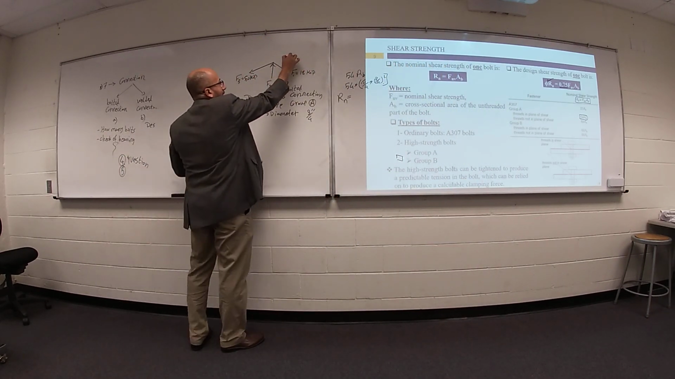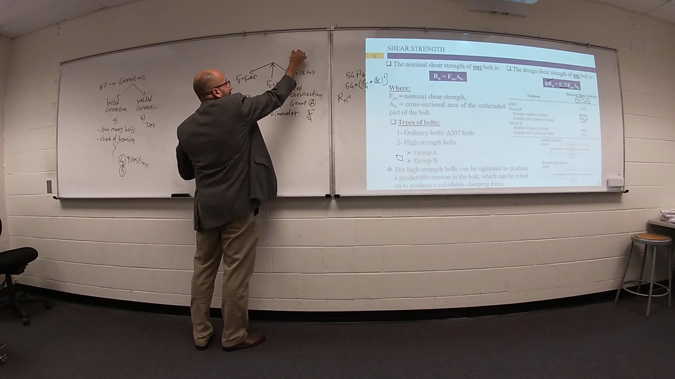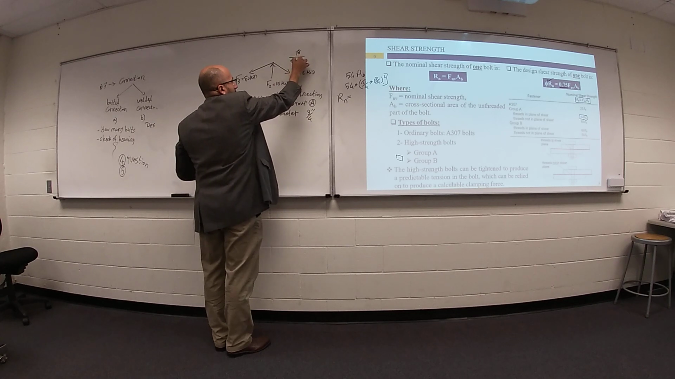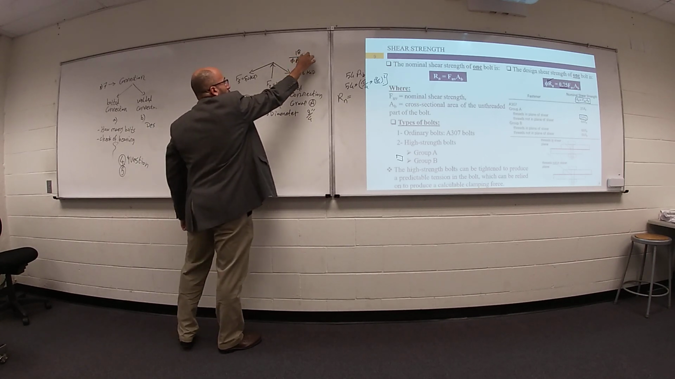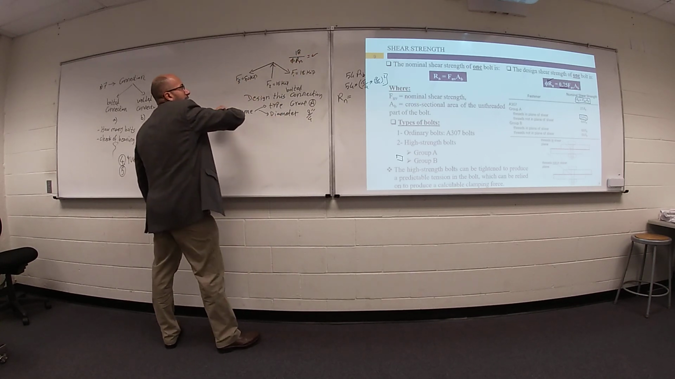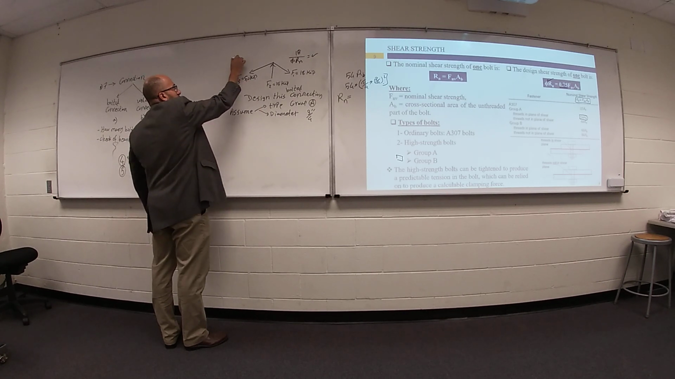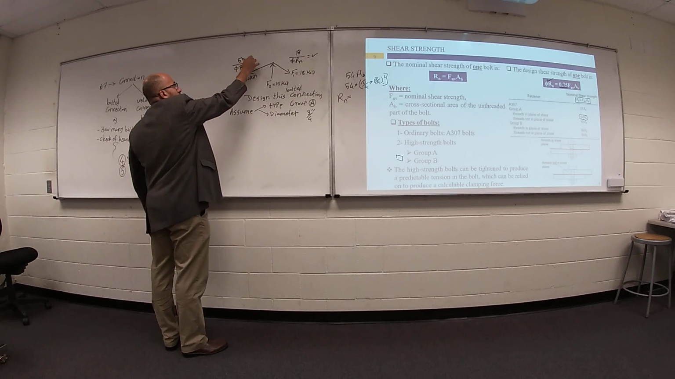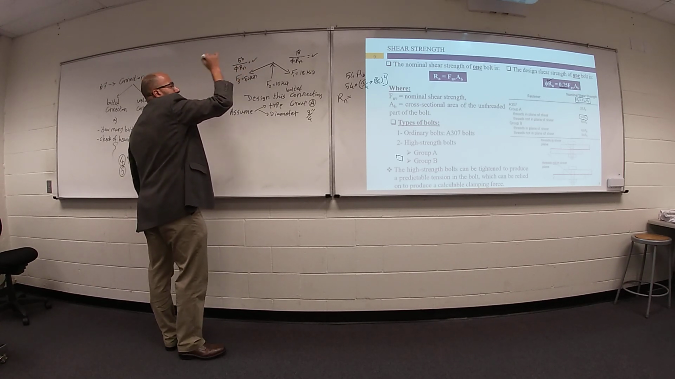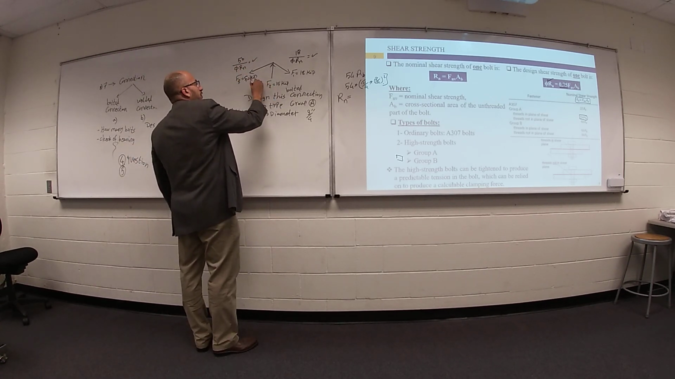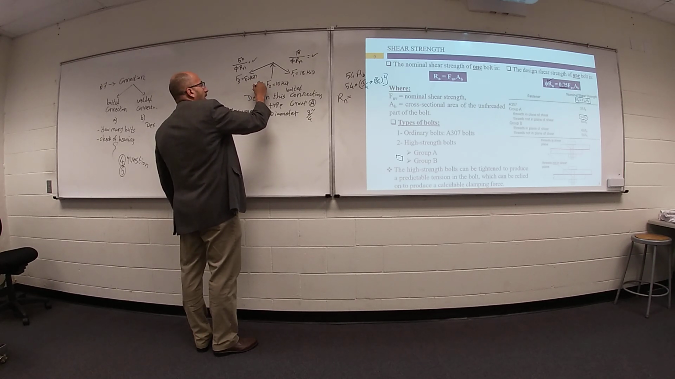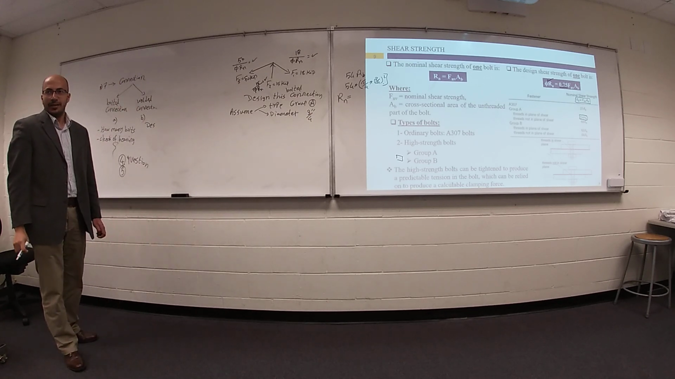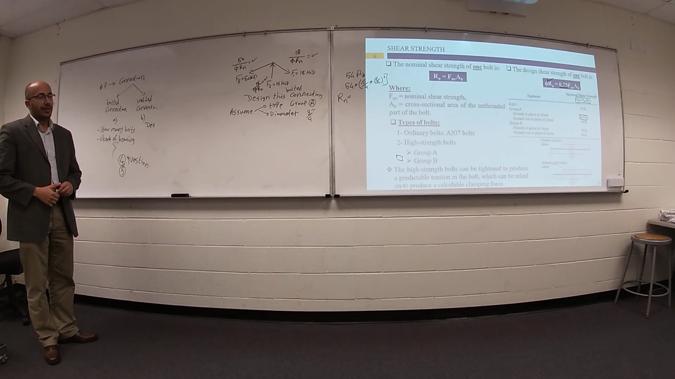Then, here, if you divide 18 by phi Rn, your design strength, I can give you how many bolts I need for this member. If you divide 50 by phi Rn, I can tell you how many bolts needed for this member. If you divide 15 by phi Rn, I can tell you how many bolts needed for this member. You got it?